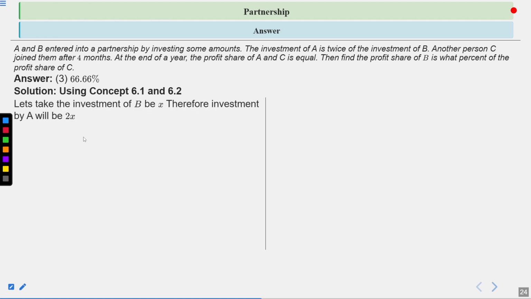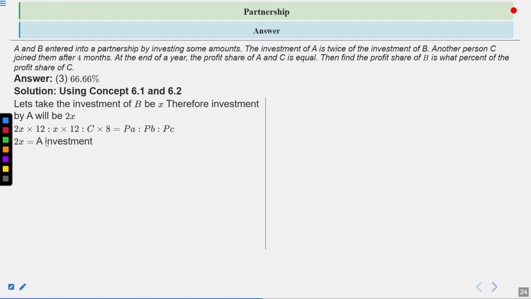So let the investment of B be X. Therefore, the investment of A will be 2X. Now, when we make the equation of the ratio of the investment of A, B and C, it will become 2X into 12 ratio X into 12 ratio C into 8. So we let it be PA ratio PB ratio PC, the profit ratio of A, profit ratio of B and profit ratio of C.